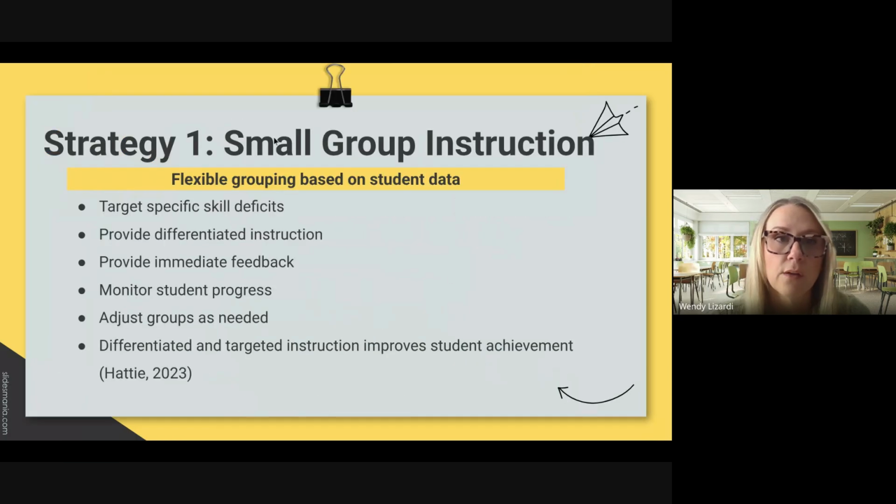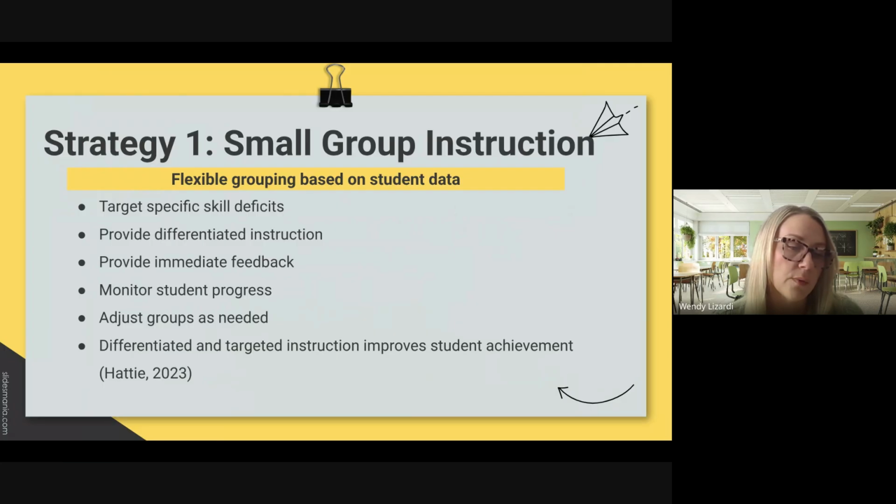So breaking it down even further, our first strategy. So things you can take away today. We are going to administer that growth monitoring, and then you will meet with your PLC and you will implement small group instruction based on that data. So flexible grouping, we want to make sure that kids move in and out depending on what their needs are.